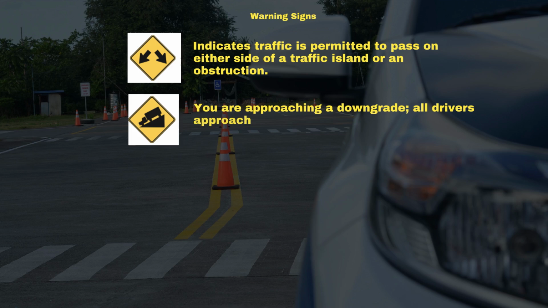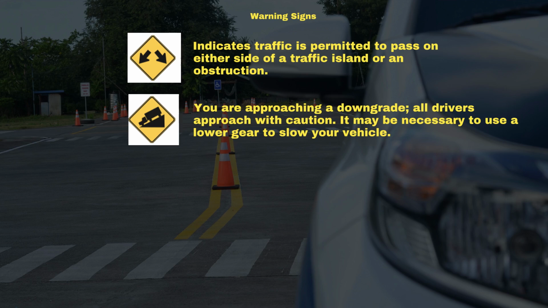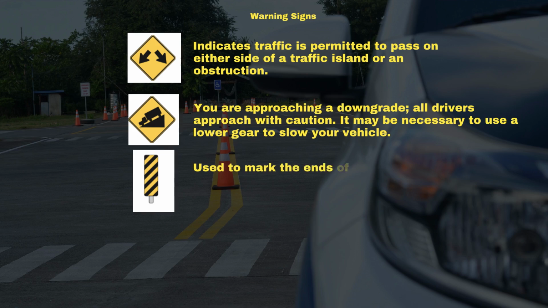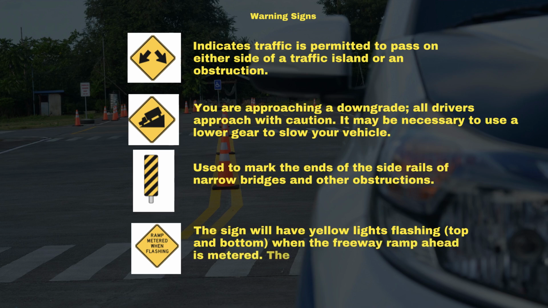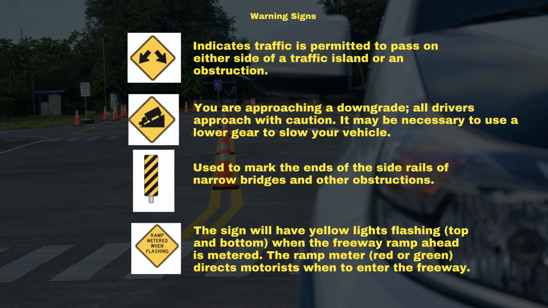You are approaching a downgrade. All drivers approach with caution. It may be necessary to use a lower gear to slow your vehicle. Used to mark the ends of the side rails of narrow bridges and other obstructions. The sign will have yellow lights flashing, top and bottom. When the freeway ramp ahead is metered, the ramp meter, red or green, directs motorists when to enter the freeway.